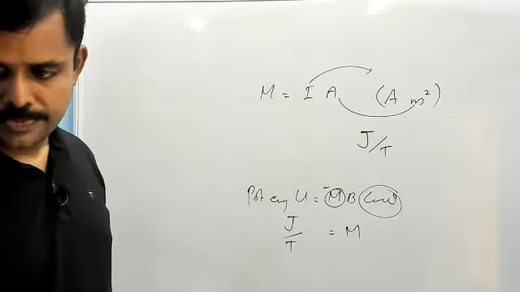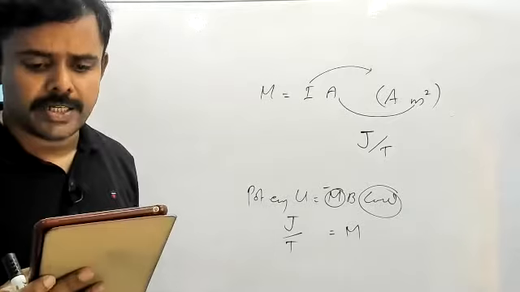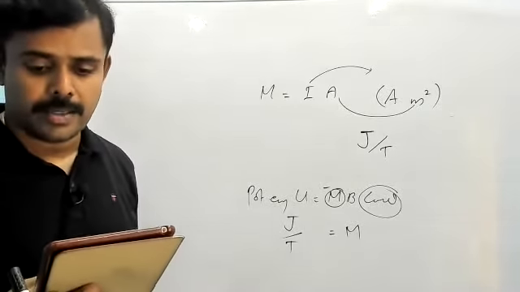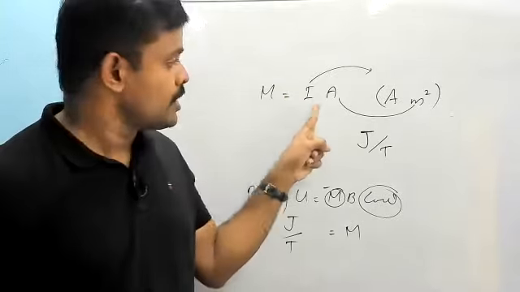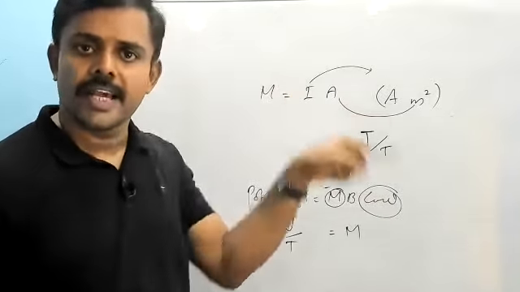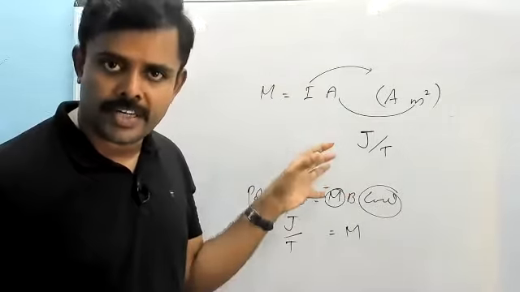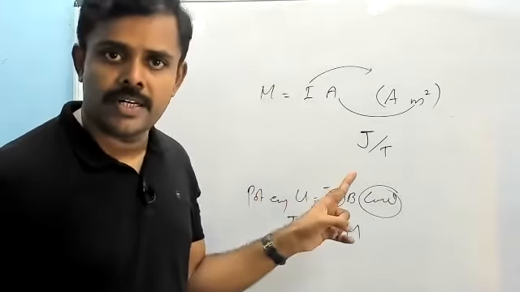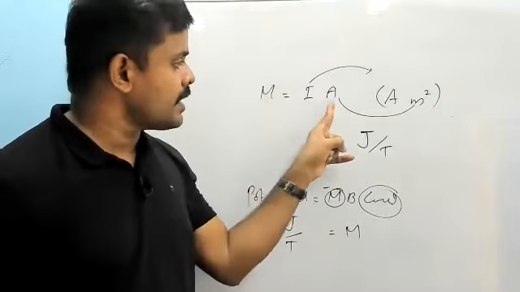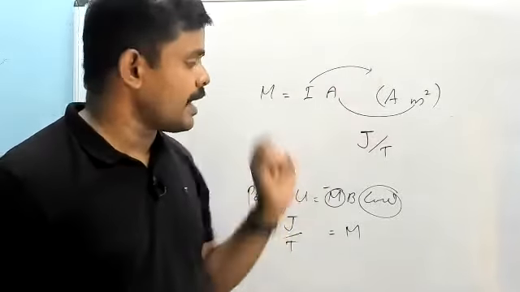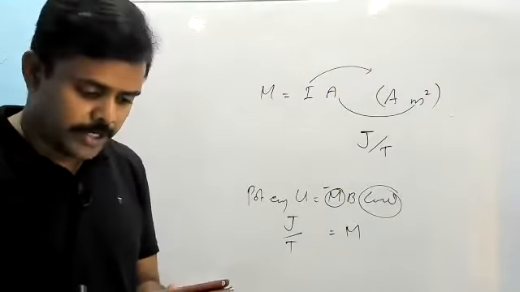See, what is the question? 27. Magnetic moment is measured in Joule per Tesla or Ampere meter square. Let's check. Magnetic moment equation is what? Current into area. For a current carrying loop, magnetic moment is NIA. N is the number of turns. But if N is 1, there is only one turn, it is current into area. Current is measured in ampere. Area is measured in meter square. So ampere meter square is one unit.